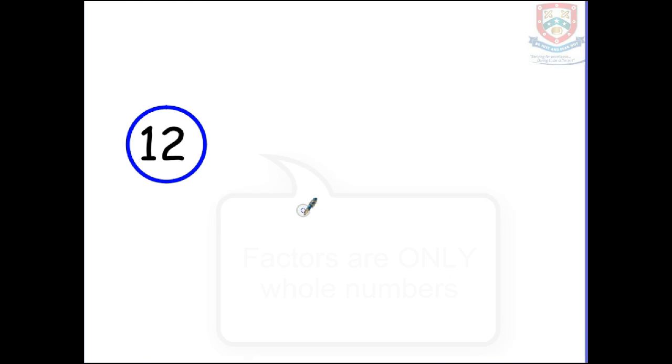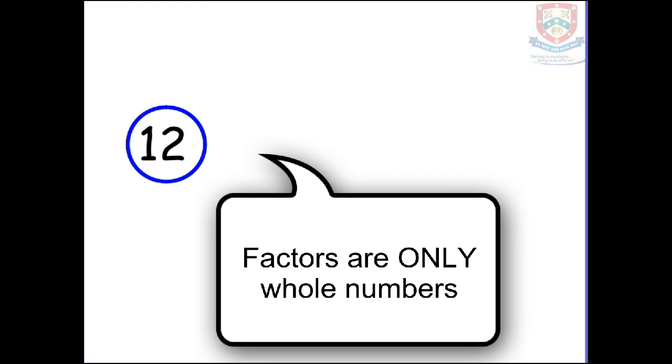In particular, the highest common factor. So what is a factor? Well, a factor is a number that will divide into something exactly, leaving no remainders. It's a number that will have that number in its times table.